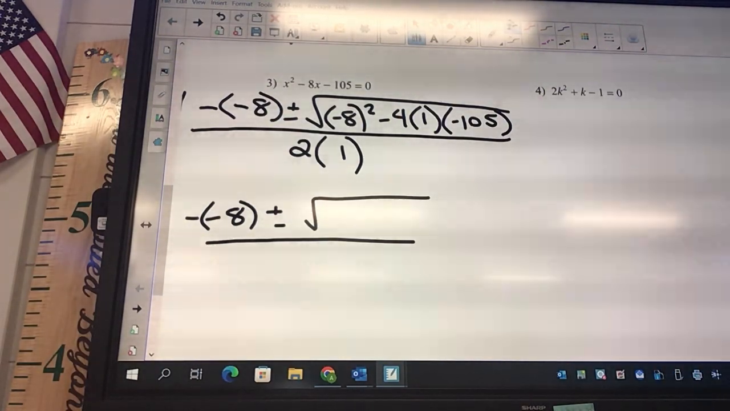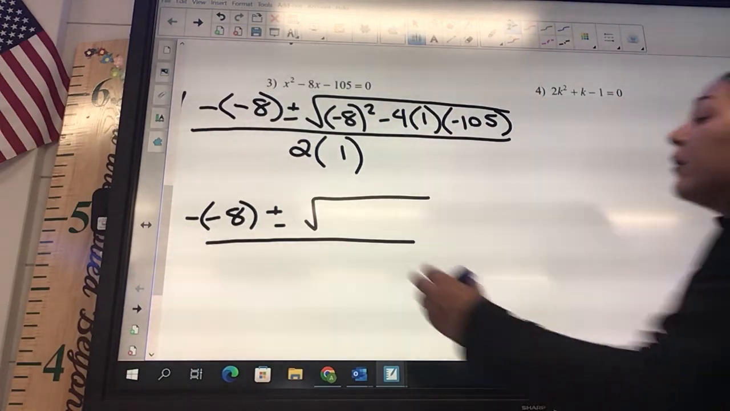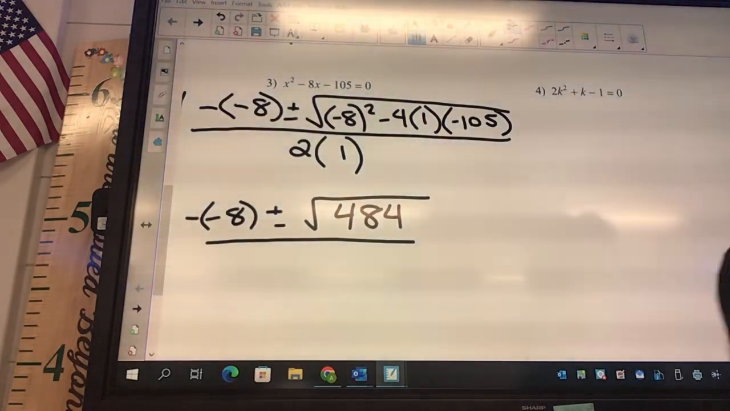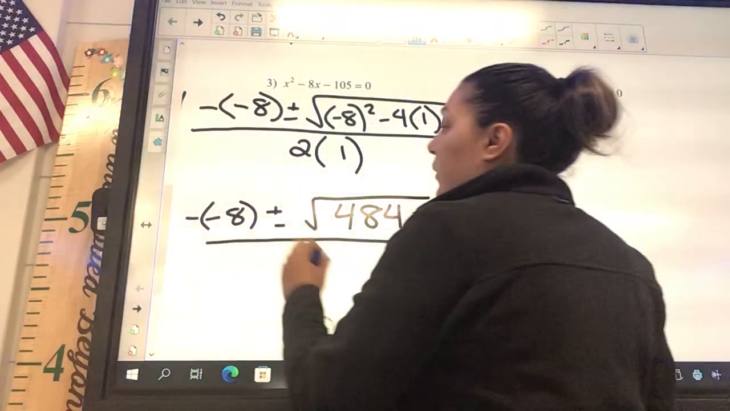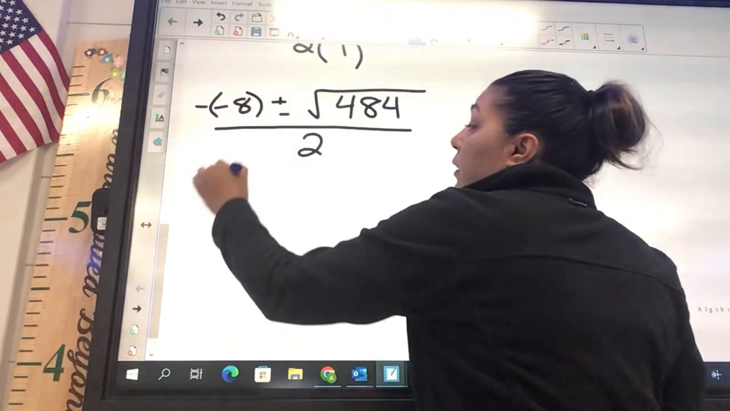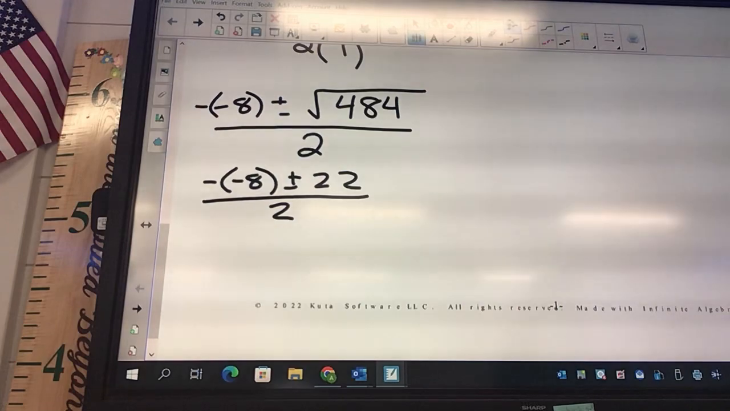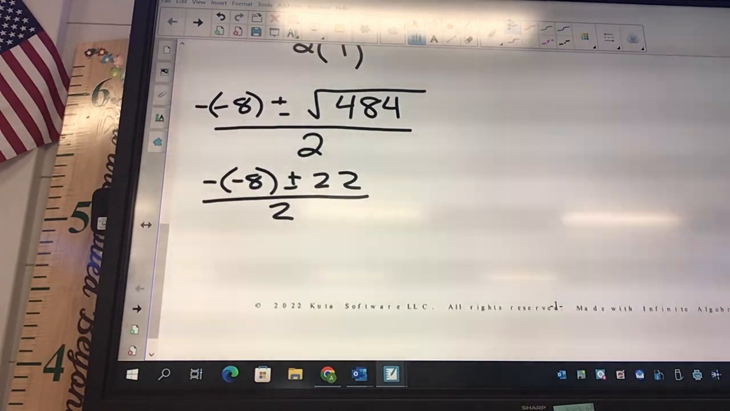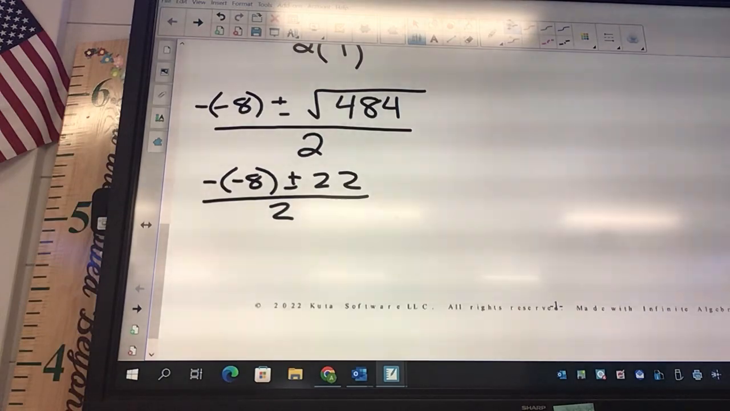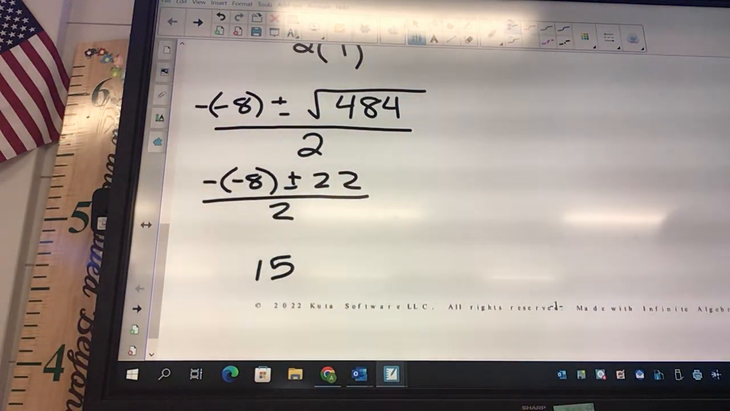What are you going to get for underneath the square root? 44. Somebody agree? 484. Huh? 484? I thought you said 44. Okay, and then the bottom? 2. Okay, what is the square root of 484? 22? So we got negative, negative 8, plus or minus 22 over 2. Okay, half of you guys do the plus, half of you guys do the minus. 15 for the plus. Negative 7 for the minus.